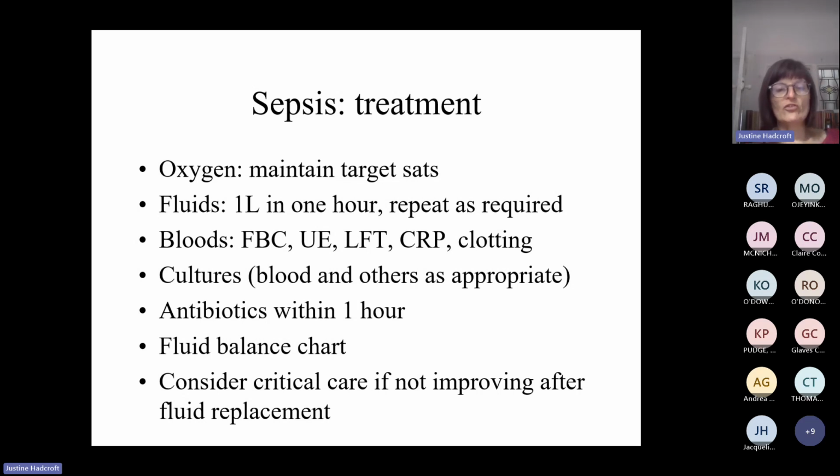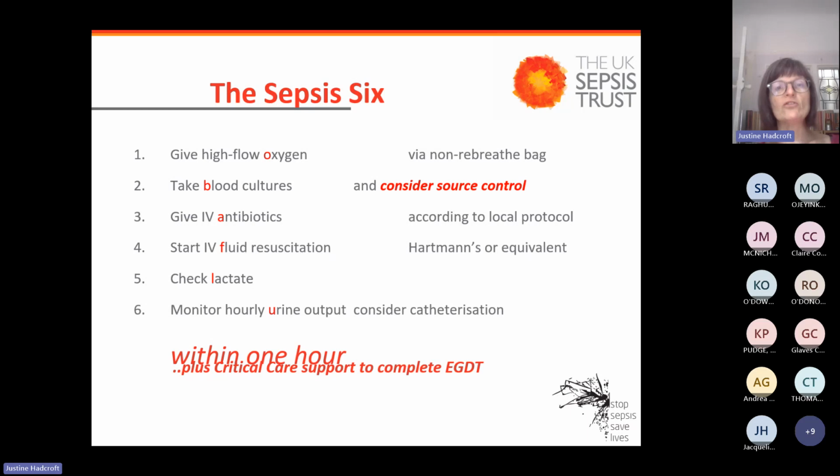They need a fluid balance chart, and think about critical care if they're not improving after fluid replacement, because they might need vasopressors to try and combat the vasodilatation that's causing the hypotension. So this is the Sepsis Six, and this is in no particular order.